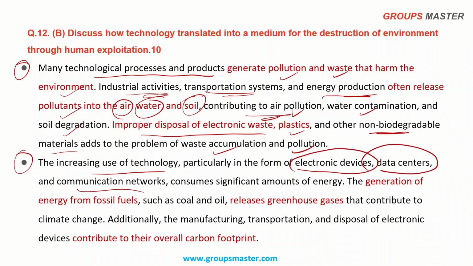Next dimension is increasing use of technology, particularly in the form of electronic devices and data centers and communication networks, consumes significant amounts of energy. So the generation of the energy from the fossil fuels, such as coal and oil, releases greenhouse gases. These greenhouse gases are contributing to the climate change. Additionally, the manufacturing, transportation, and disposal of electronic devices can contribute to the overall carbon footprint.